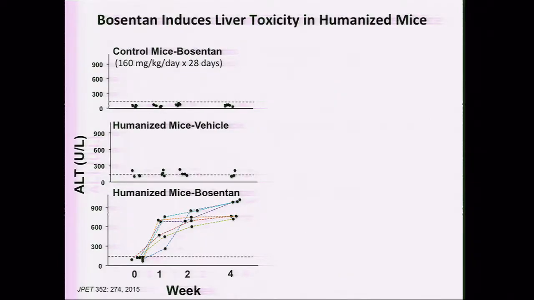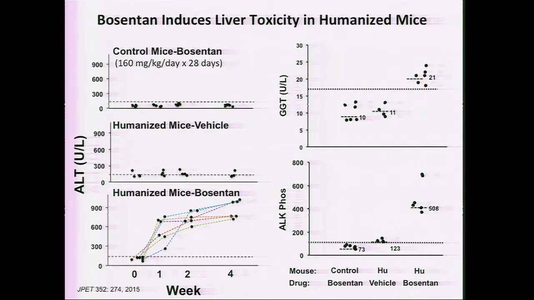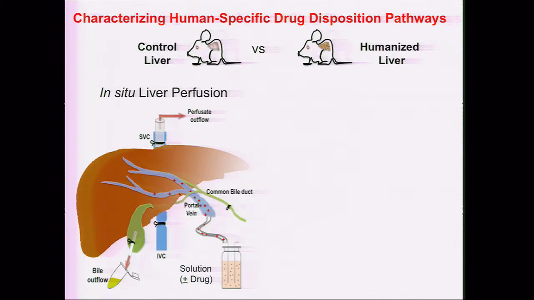So what we did was we just gave our humanized mice bosentan. You can see that if you give a control mouse bosentan, absolutely nothing happens. But when we gave our humanized mice, within 1 week, the ALT came up and stayed up, so there was clear evidence of drug toxicity. We could confirm it with a variety of other measures. The alkaline phosphatase was up, the GGT, and a whole bunch of other things that you could look at. And again, it was dose dependent and so on. So here's a second case where you could identify a human-specific toxicity that would not be detected in rodents.